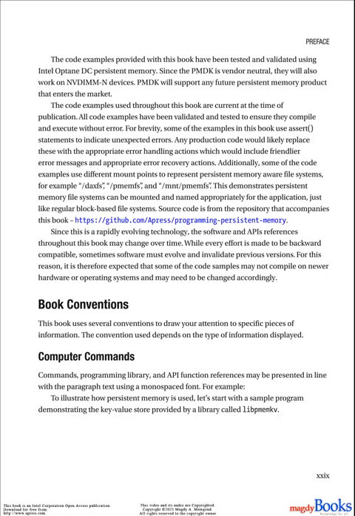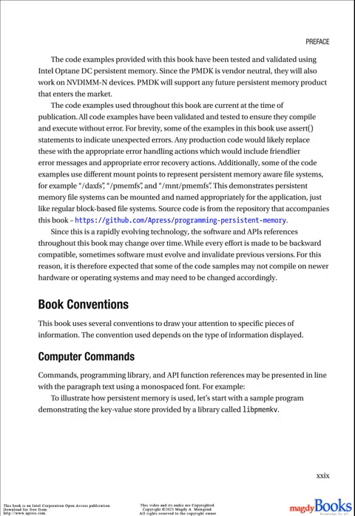All code examples have been validated and tested to ensure they compile and execute without error. For brevity, some of the examples in this book use assert statements to indicate unexpected errors. Any production code would likely replace these with the appropriate error handling actions, which would include friendlier error messages and appropriate error recovery actions. Additionally, some of the code examples use different mount points to represent persistent memory-aware file systems, for example, /dax, /pmem, and /mnt/pmemfs. This demonstrates persistent memory file systems can be mounted and named appropriately for the application, just like regular block-based file systems.